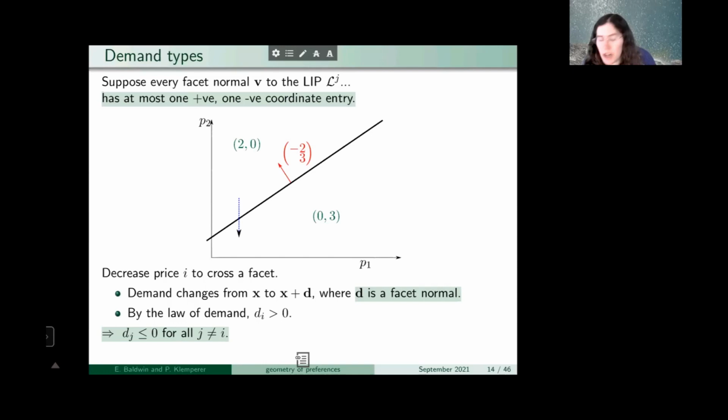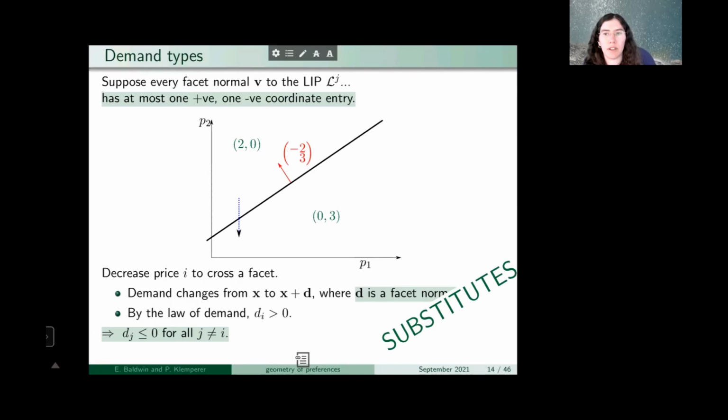So we know by the law of demand that D_i is greater than zero, but we assumed that every facet normal had at most one positive coordinate entry. So it follows that D_j, all the other coordinate entries, are going to have to be weakly negative. So it follows that the change in demand on all goods other than the one whose price we changed are going to be weakly negative. This is exactly what we call substitutes. So we have this restriction on what the normal vectors are. They have at most one positive and at most one negative coordinate entry, and that turns us into substitutes.